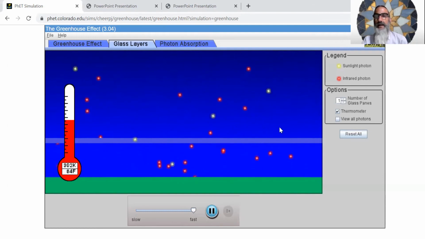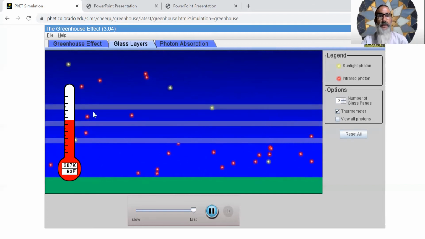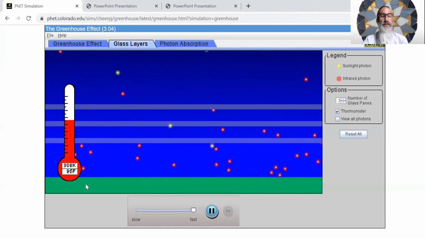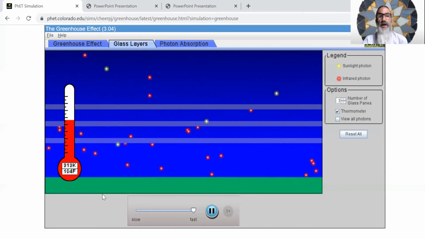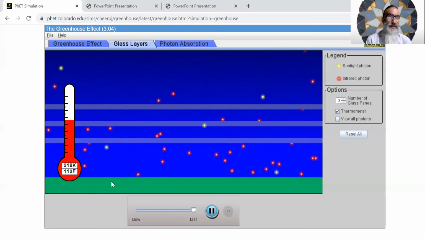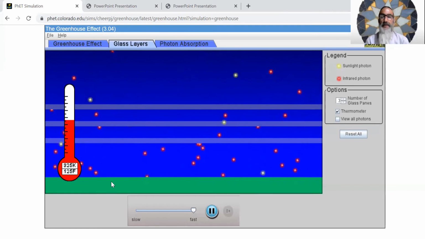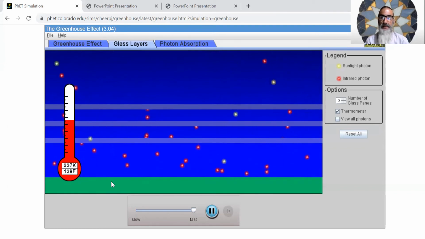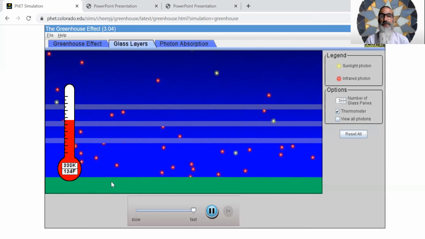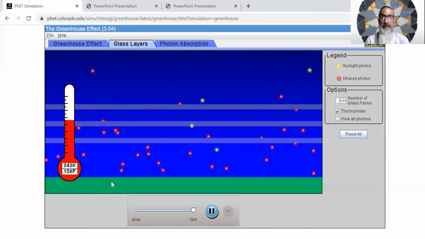Okay, but if we have too much, then what we notice is that the temperature increases quite rapidly. Now it's over, well, 100 degrees Fahrenheit. We notice that it's already up to 120 Fahrenheit now because more heat is being trapped in. So to review, greenhouse gases trap in heat.